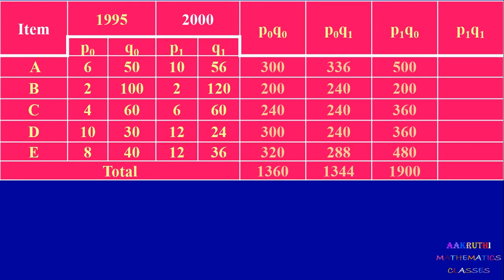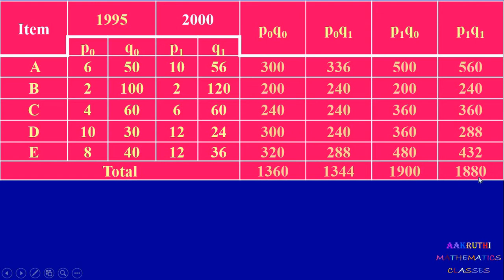Next we have to calculate P1 Q1. So we have to multiply P1 Q1. So it is 10 into 56. 10 into 56 is 560. 2 into 120 is 240. 6 into 60 is 360. 12 into 24 is 288. 12 into 36 is 432. Then add all this, and we get summation of P1 Q1. So summation of P1 Q1 is 1880.